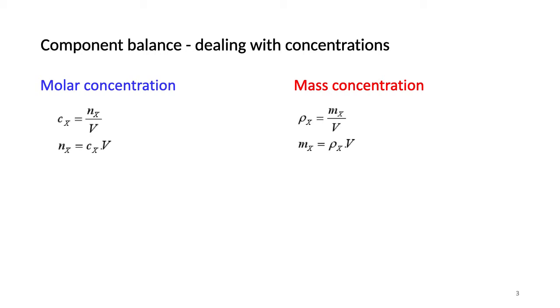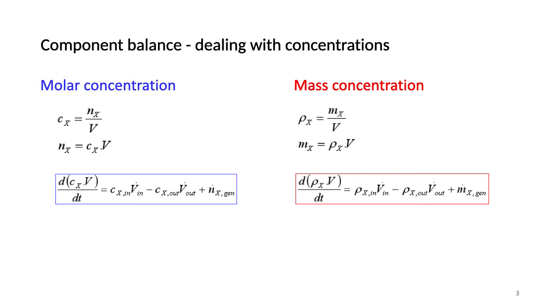Practically, when we are dealing with fluid systems, it is very common to use concentration of a component in specifications. So let's have a look at how we can deal with concentration instead of mass or moles. Molar concentration of component X is Cx and it is equal to moles of X, Nx, divided by total volume V. The mass concentration of component X is ρx and it is equal to mass of X, Mx, divided by total volume V.